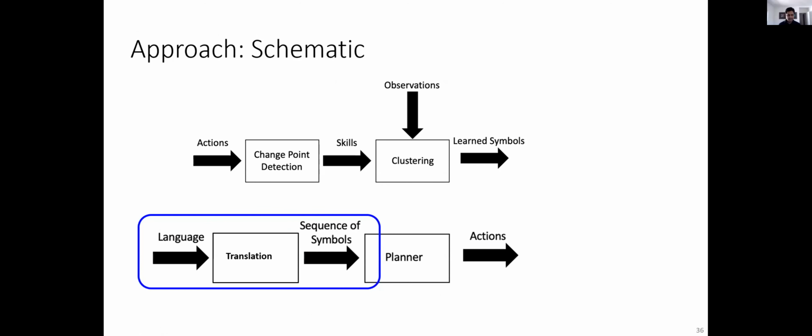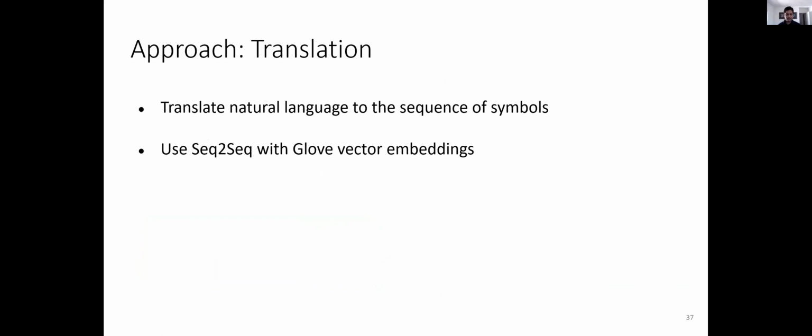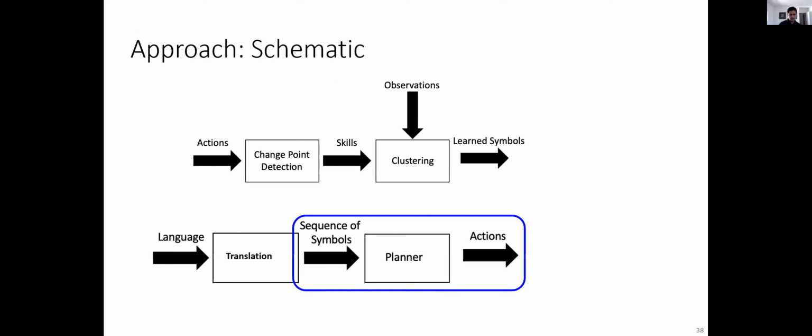And then we use translation to go from language to the sequence of symbols. So we translate natural language to the sequence of symbols using traditional seq-to-seq methods. And we used GloVe vector embeddings because we did not really have that many language commands to begin with. So we use GloVe vector embeddings to get some sort of a boost when mapping language to these symbols.